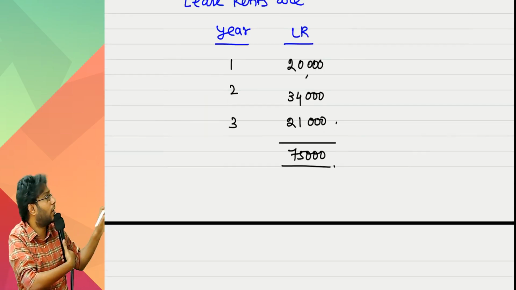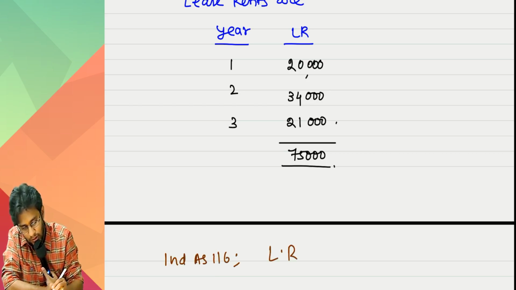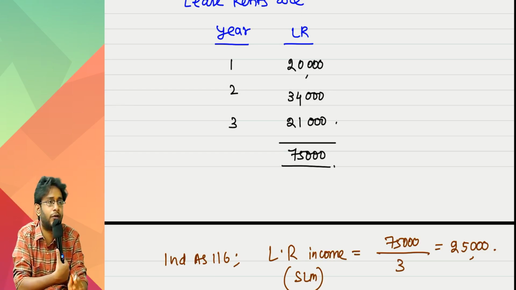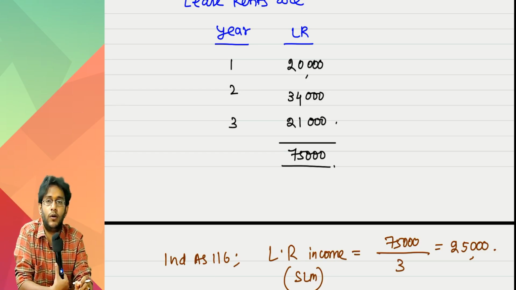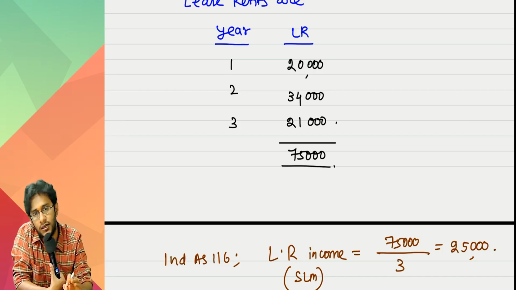Now, in contract terms, according to Ind AS 116, lease rent income on SLM basis should be equal to 75,000 divided by 3, which means every year I should record an income of 25,000. Carefully observe, what you are receiving is different. What should come to your P&L account as income is different.